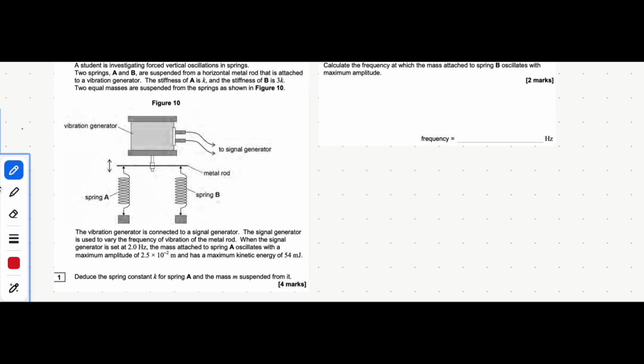Physics exam question that combines, well, a bit of year 1 physics actually, a bit of spring constants and dealing with forces in materials with simple harmonic motion. So it tells you there's two springs, A and B. It tells you the stiffness of both of them in terms of k, as in the stiffness of B is 3 times larger than the stiffness of A. It tells you that they're equal masses.